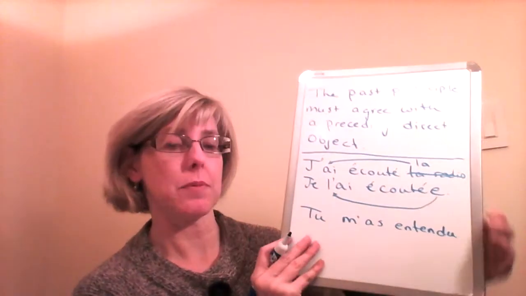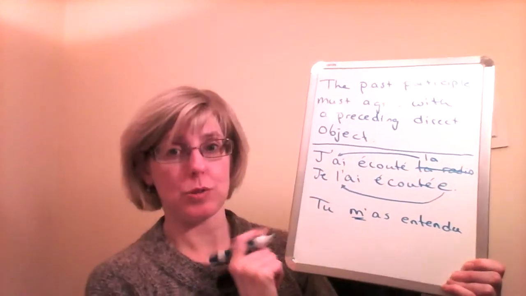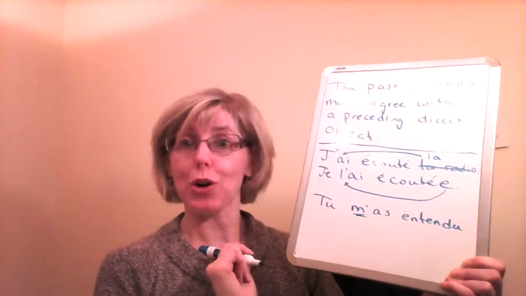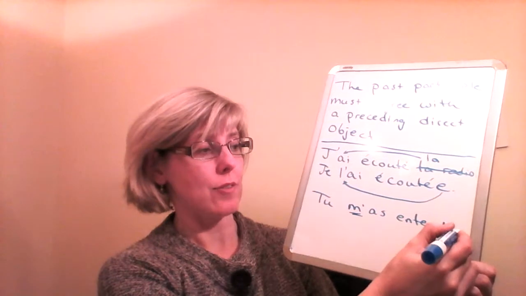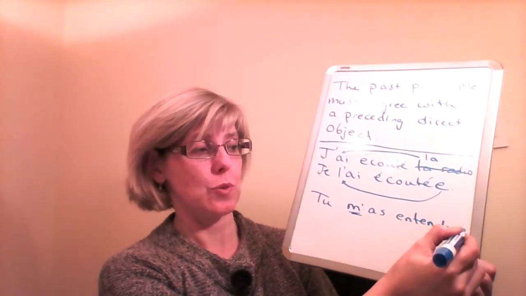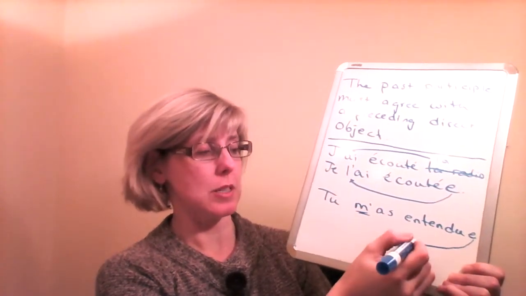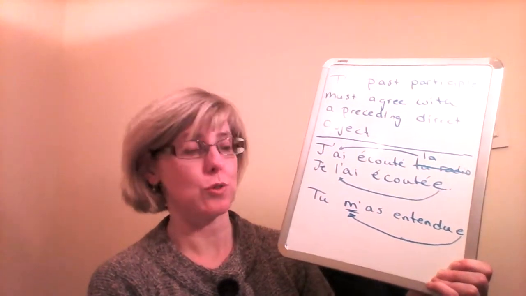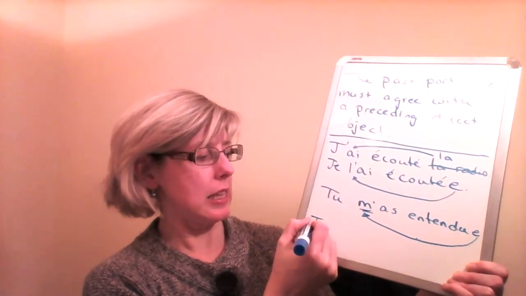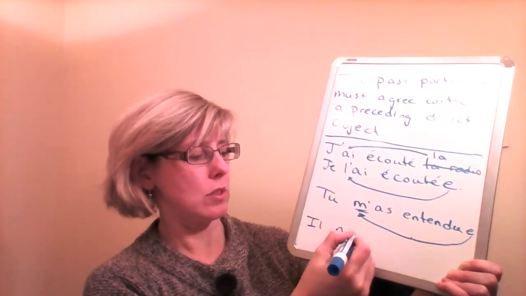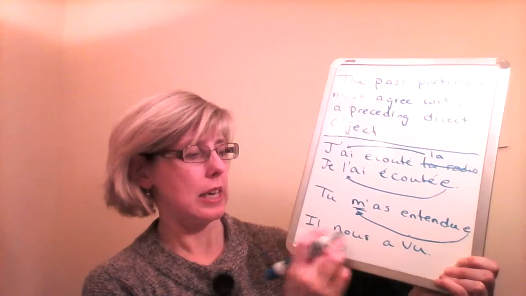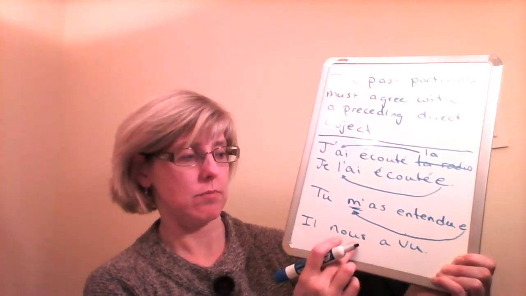Did you hear me? Now, "me" is referring to me, because I'm asking you if you heard me, and I'm a girl, so I have to add an E to this past participle, because "me" is referring to a girl. Tu m'as entendu? Il nous a vus. He saw us.